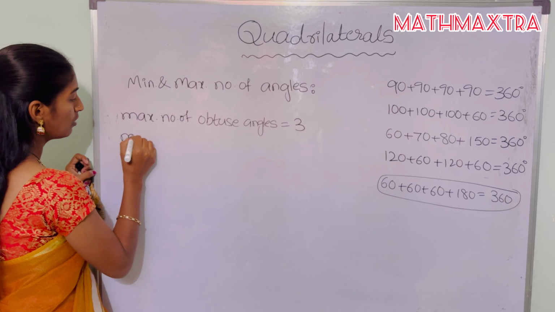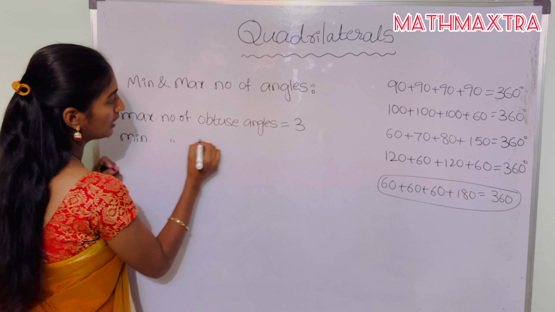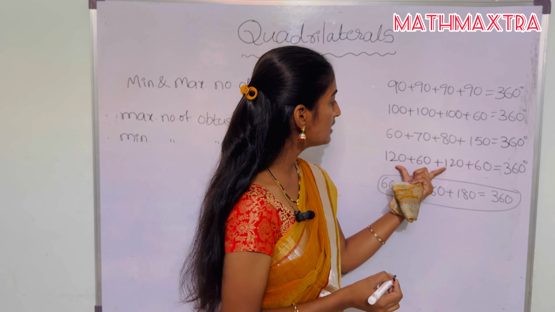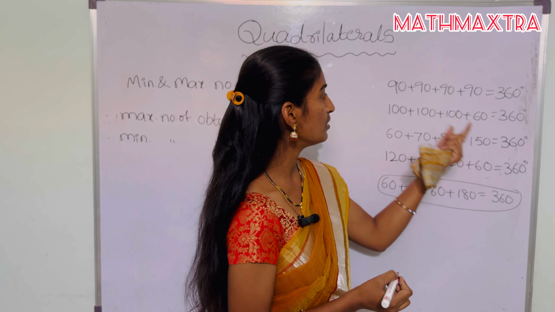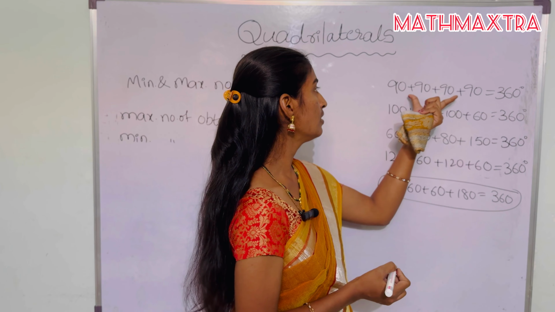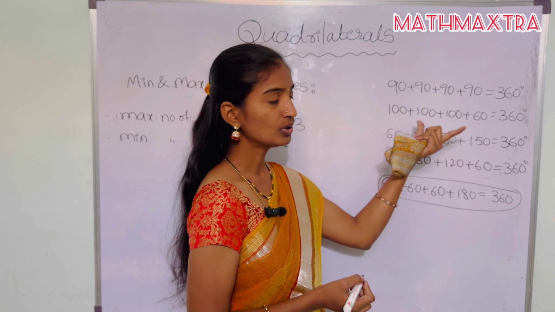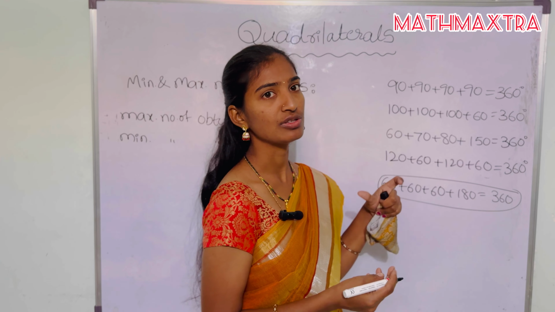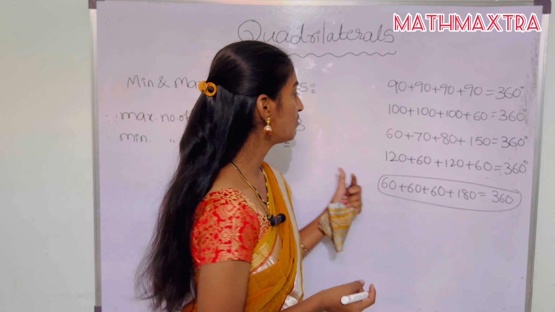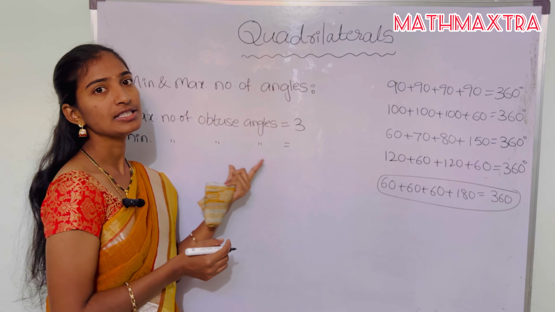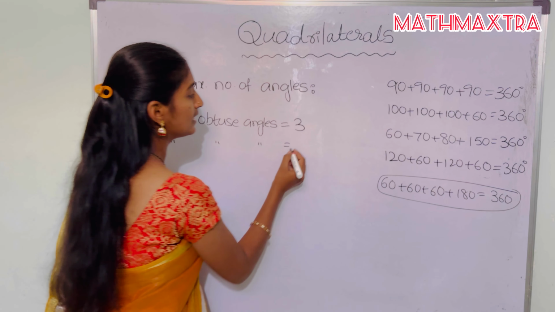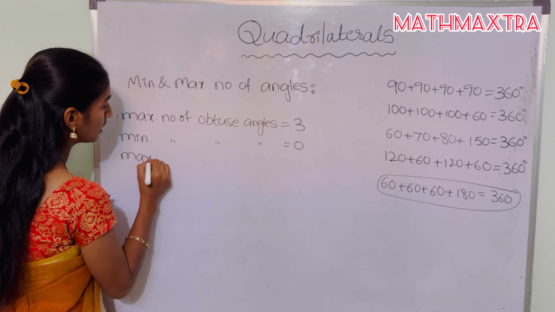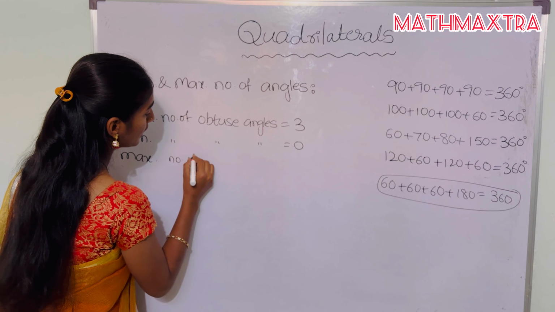Now, what is the minimum number of obtuse angles? You check all the cases. In this, 2 obtuse angles, in this, 1 obtuse angle, in this, 3 obtuse angles, in this, 0 obtuse angles. So even if you don't consider a single obtuse angle, you can form a quadrilateral. That is why the minimum number of obtuse angles possible in a quadrilateral is 0. And next we'll count the maximum number of acute angles.